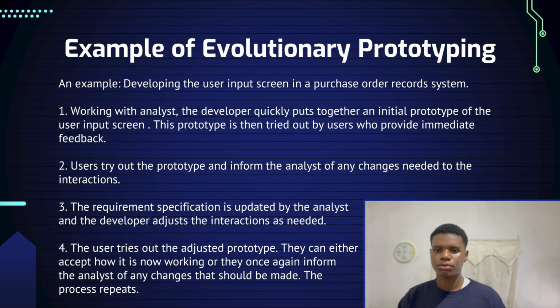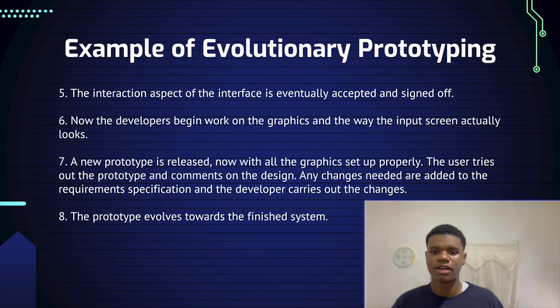3. Users try out the prototype and inform the analyst of any changes needed to the interactions. 4. The requirements specification is updated by the analyst and the developer adjusts the interactions as needed. The user tries out the adjusted prototype. They can either accept how it is now working, or they once again inform the analyst of any changes that should be made. There, the process repeats. 5. The interaction aspect of the interface is eventually accepted and signed off.